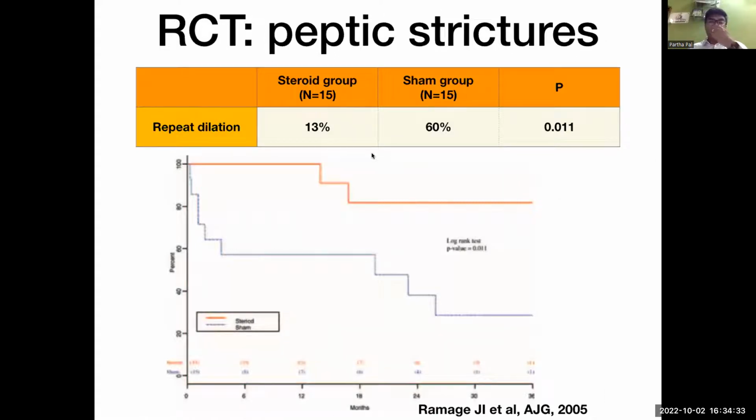So this is the RCT that has already been discussed, I think, but just to show the point that after the steroid injection, intralesional steroid injection in esophageal strictures, as you can see in the intralesional steroid group, the repeat dilatation was less, that is 13% compared to 60% in the sham group. And also the time to redilatation as per the Kaplan-Meier curve is higher in case of steroid group. That was published in American Journal of Gastroenterology in 2005.